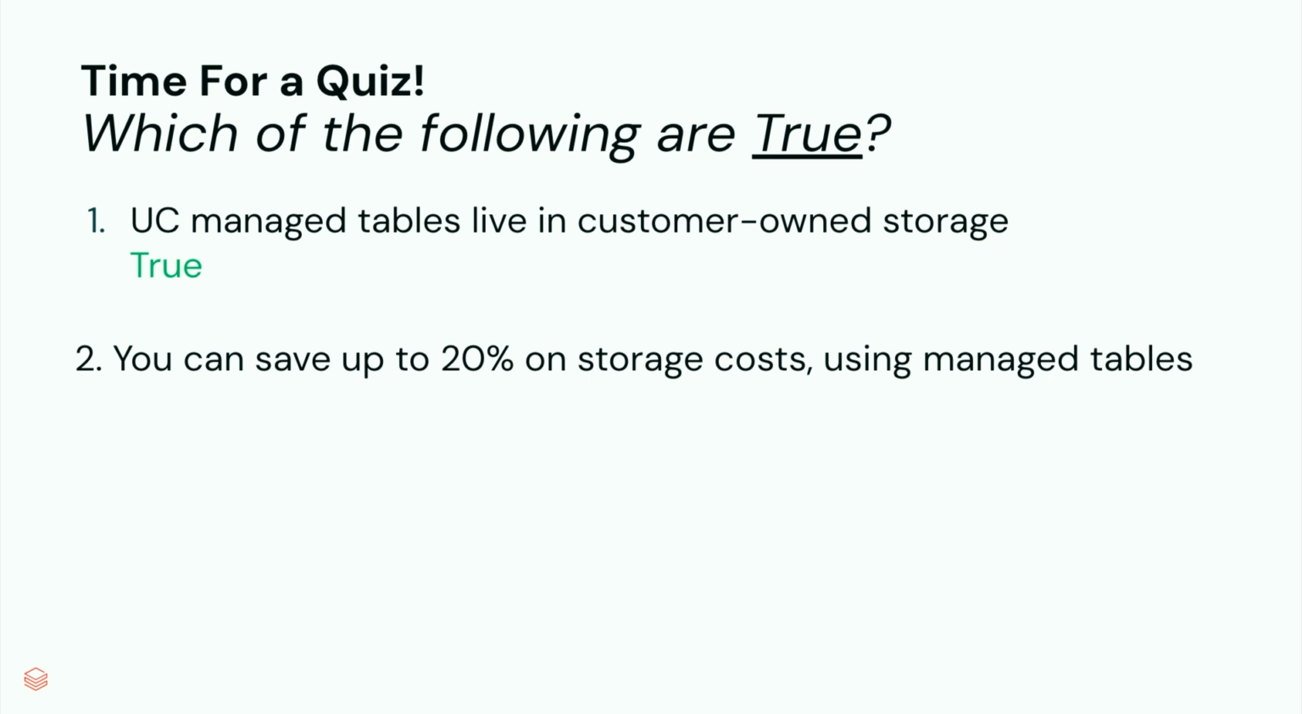Number 2. You can save up to 20% on storage costs using UC managed tables. True or false? Or I don't know. I got some I don't knows, some yeses. I don't see any no's. False. You can save up to 50% in storage costs using Unity Catalog Managed Tables. So definitely a lot of benefits here.